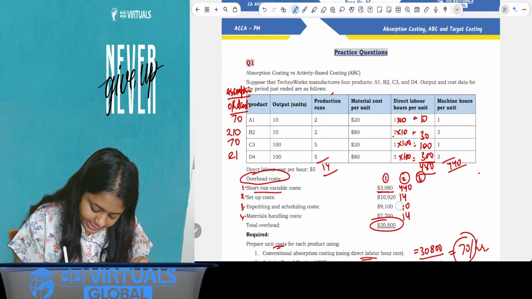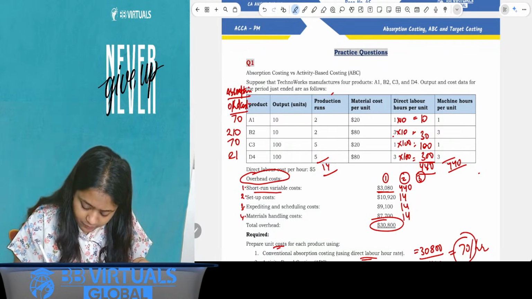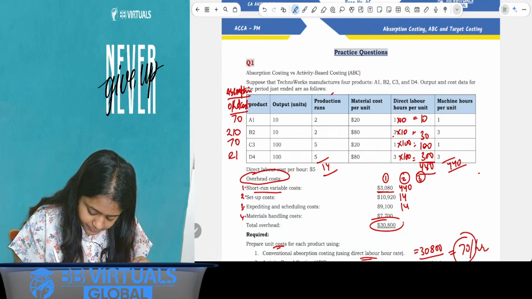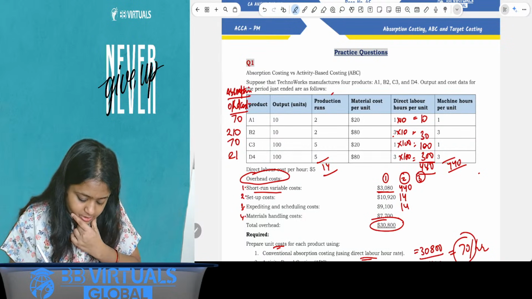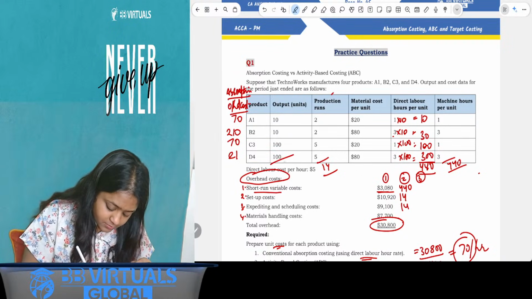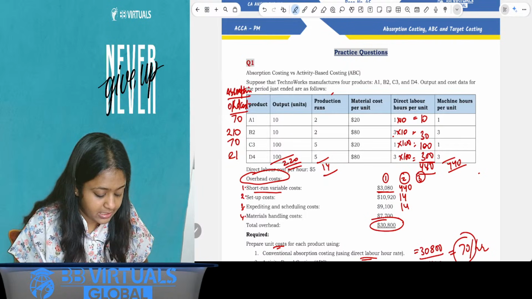No, but I think that expediting and scheduling cost should be as per the production runs. Scheduling is always as per the production runs. And material handling cost will not be as per the production runs. I think for material handling cost, there is no direct indicator given. We can take output units. 220 units, let's take. Okay, 220 units we will take here, and let's do the calculation.